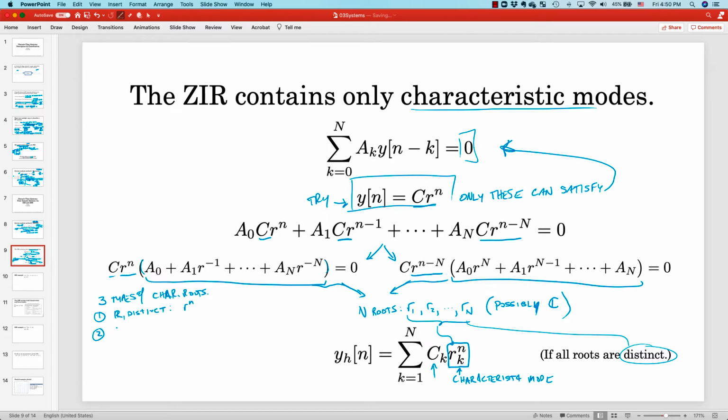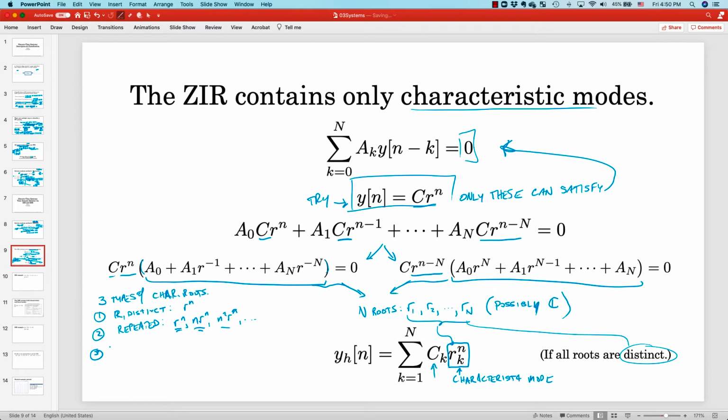In the second type, you have possibly repeated roots, either real or complex. And however many times you see the root repeated is the number of times you have to iterate this list. So r to the n, n r to the n, n squared r to the n, etc. So if you have a triply repeated root, then you would have three modes: r to the n, n r to the n, and n squared r to the n. A doubly repeated root would mean just the first two in that list, etc.